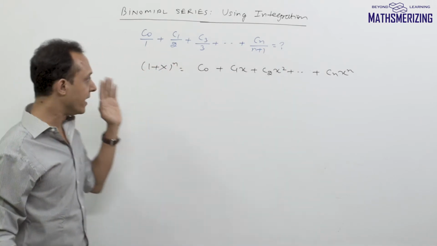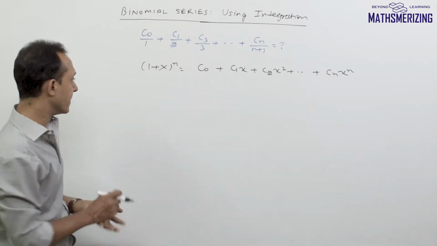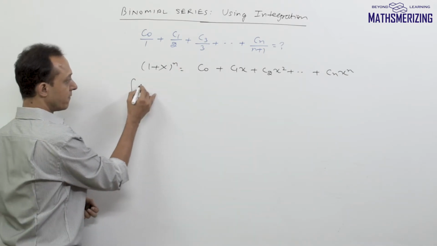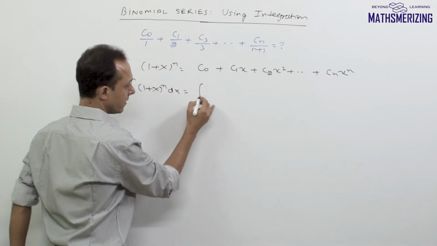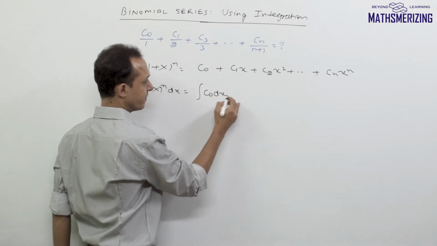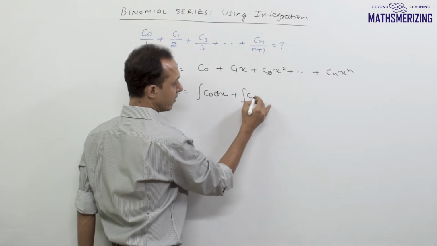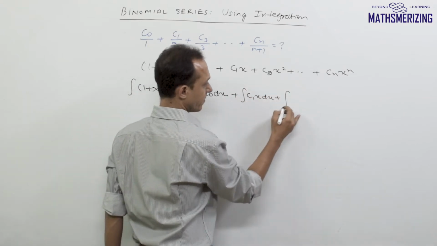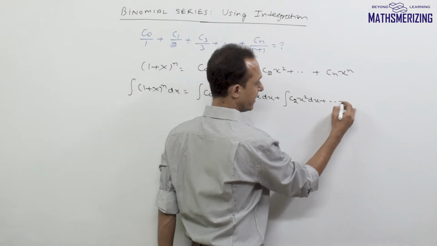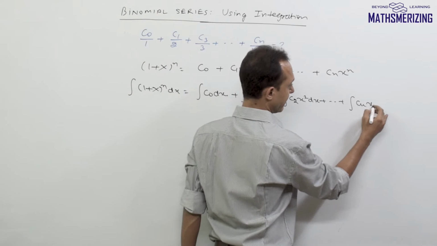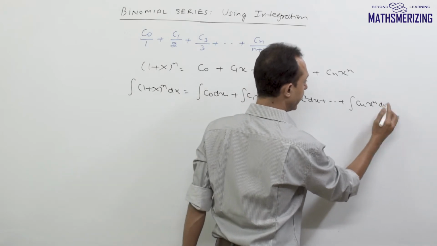So what I'll do is, I'll integrate both left hand side and right hand side. So I'll write integral of (1 plus x) to the power n into dx. It will be integral of c0 dx, integral of c1x dx, integral of c2x square dx, and then integral of cn x to the power n into dx.